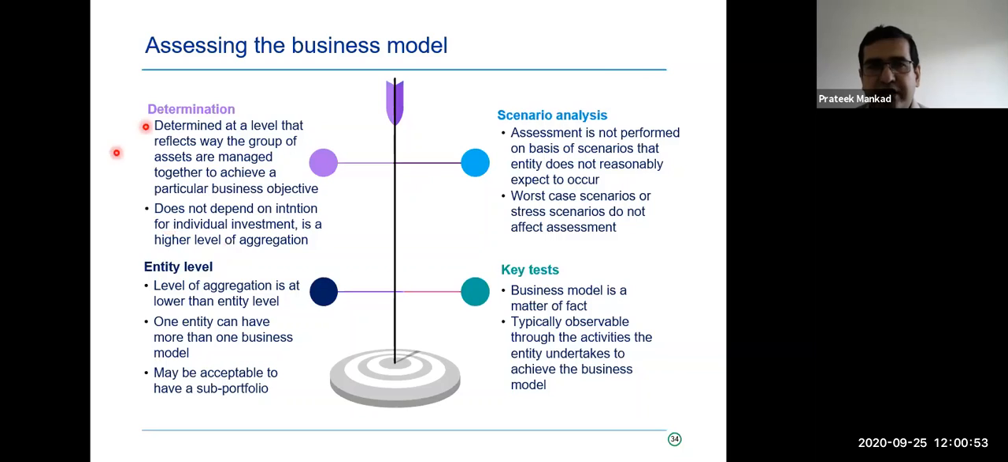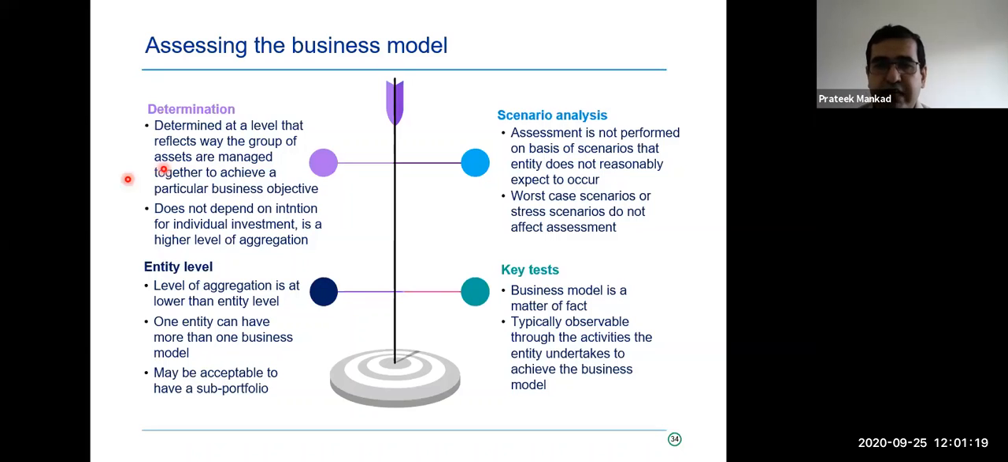Now, the business model of the government securities is basically not assessed at one instrument. So it's not Government of India's 7% debenture 2025. You look at the pool of instruments together. And you look at it as an entity: how do I manage all my government securities together? So it is a higher level of aggregation at which you have to assess.